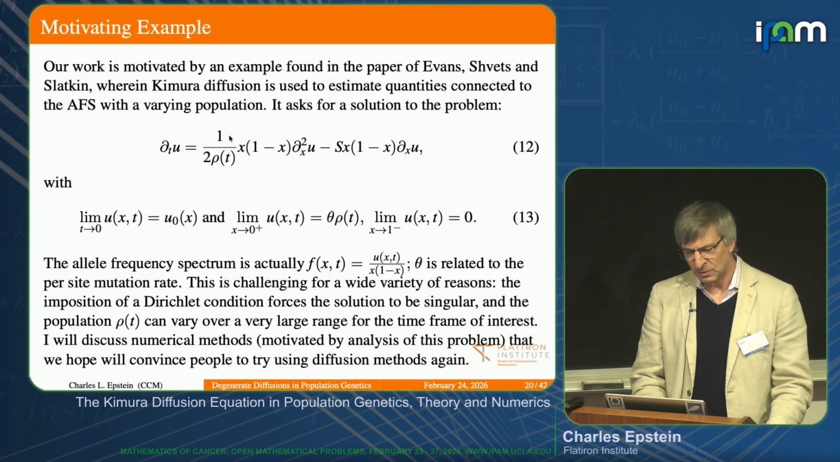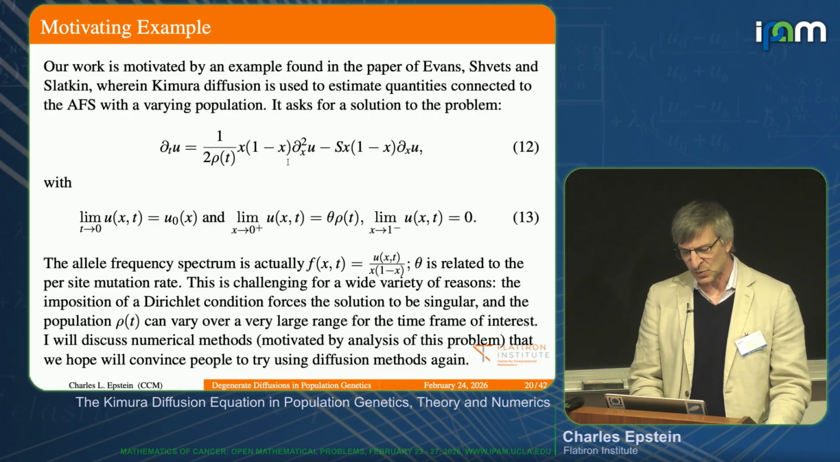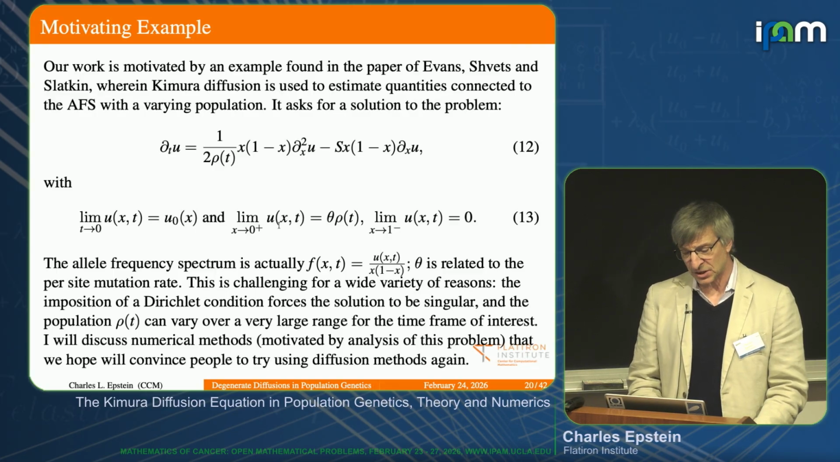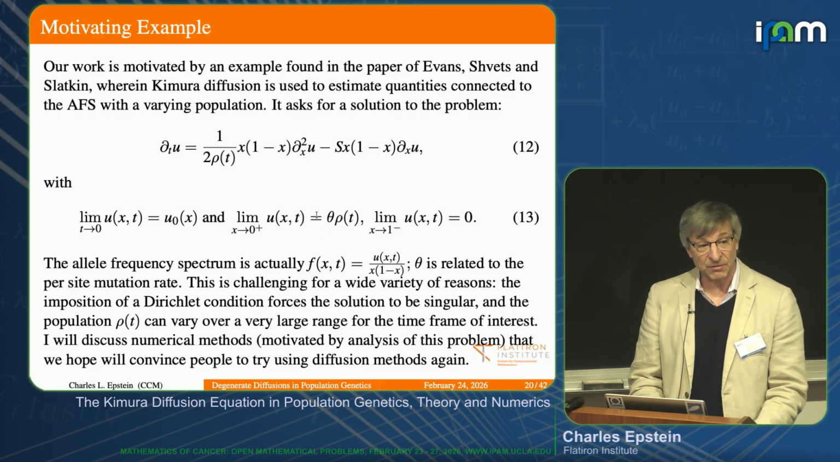They want to solve dt u equals 1 over 2 times the population size, x(1 minus x) dx squared, minus the selection term x(1 minus x) dx u. And they have an initial condition, and they have a non-homogeneous Dirichlet condition. So they want to have u of x and t be sigma theta, which is some parameter which is determined by a mutation rate, times the population.